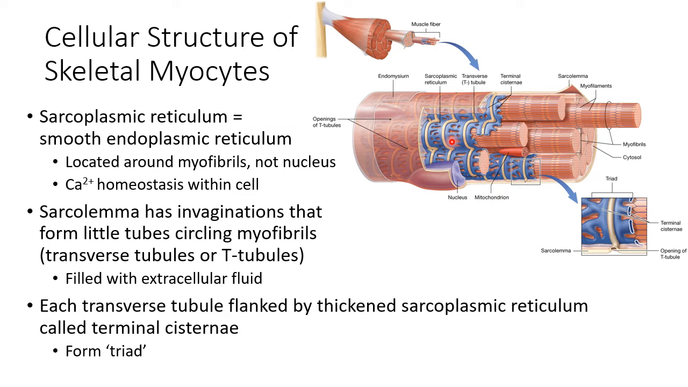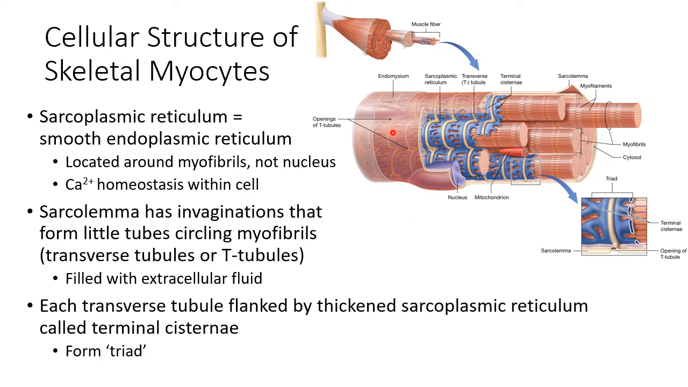In a regular cell, the smooth endoplasmic reticulum would be found around the nucleus of the cell, but in a skeletal muscle cell, you find it wrapped around the myofibrils. So that would be all this blue stuff here. All of that is the sarcoplasmic reticulum, and it is storing calcium ions.